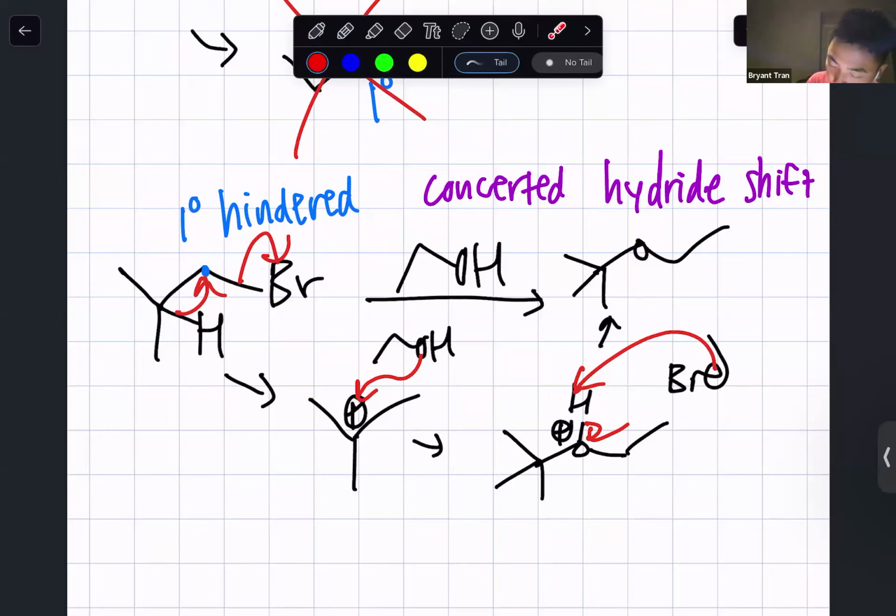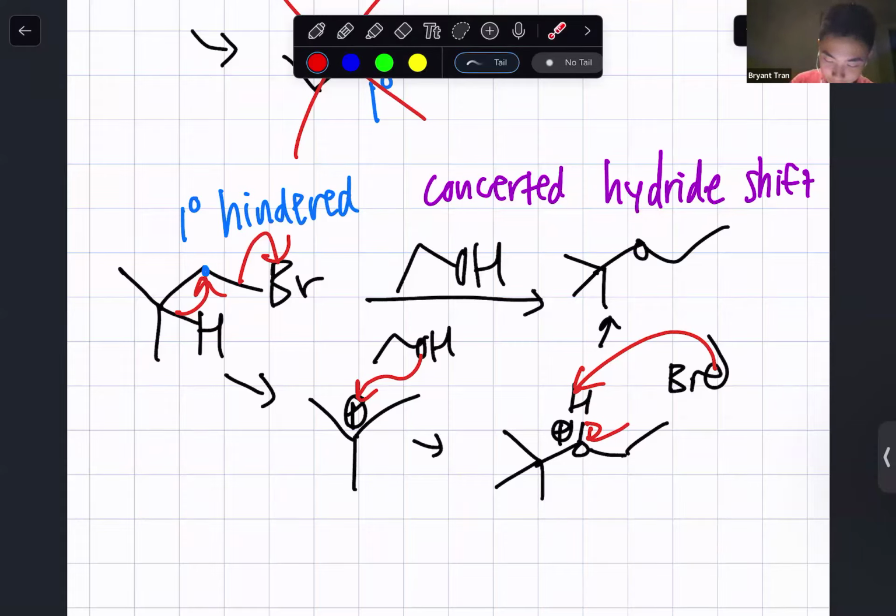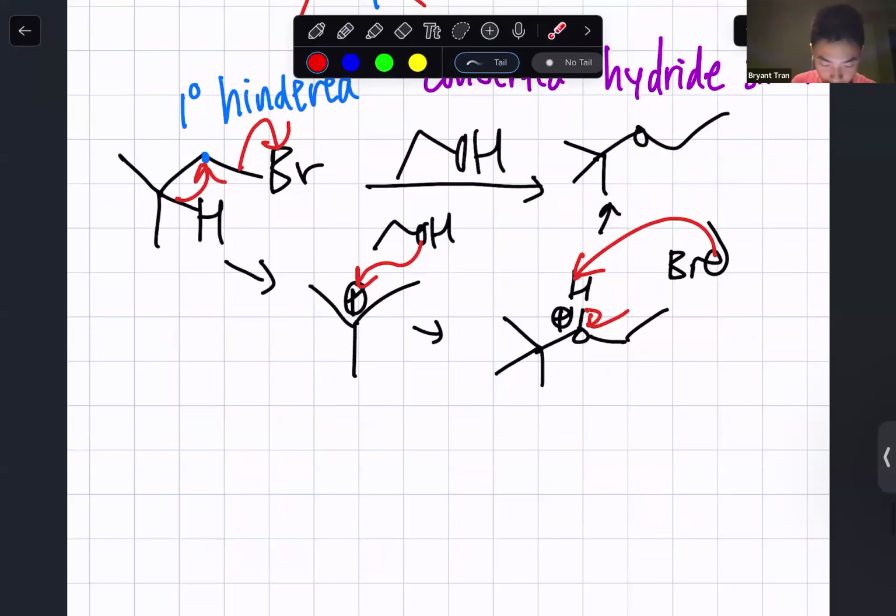Do you guys remember seeing something like this, concerted hydride shift or concerted methyl shift, in lecture? No, he's not gone over hydride or methyl shift. Okay, so we don't have to worry about that here in this class.